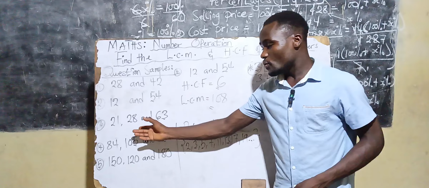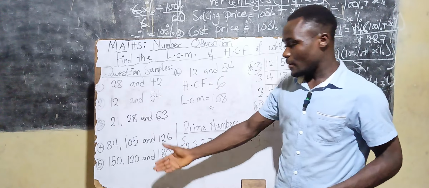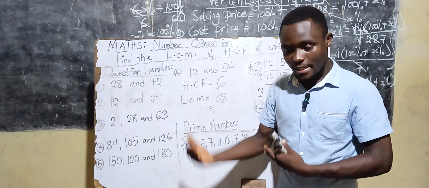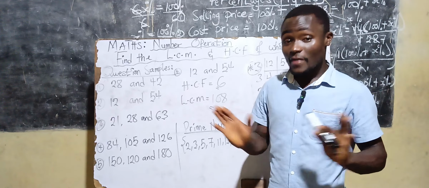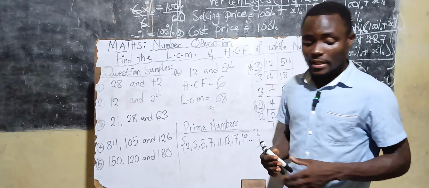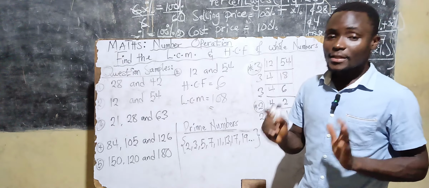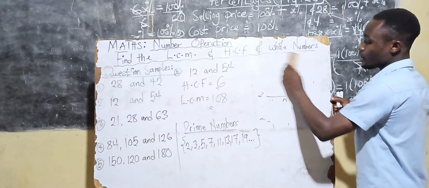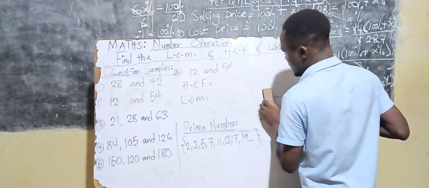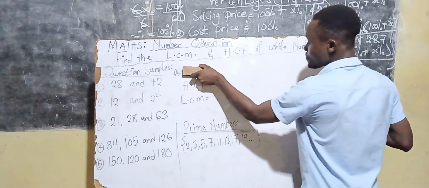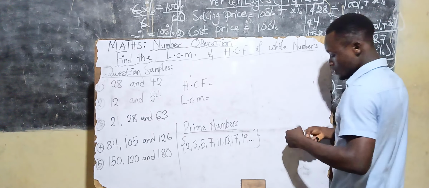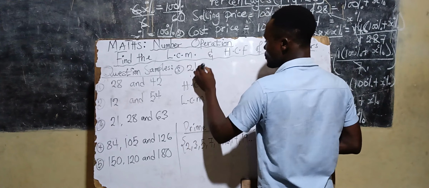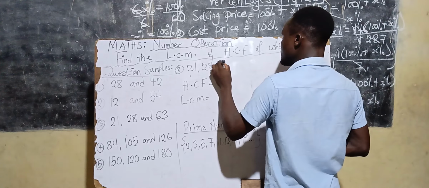So let's see how to go about question number 3, question number 4, and question number 5. Now that we are having 3 numbers over there, someone is asking me, how are you going to go about it? Don't worry yourself, everything will move on smoothly as long as you continue to stay tuned with us so that you will be blessed at the end of the day. So let's dive into question number 3. In the same manner, question number 3, I have 21, 28, and 63.